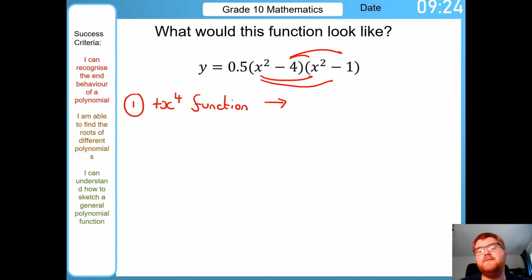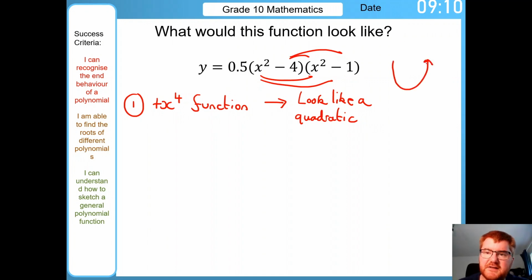So what will this function actually look like? Well, it will look like a quadratic because we have an even power of x here. So it will look like a quadratic, and because it's positive, we're going to get this kind of shape. So this is kind of what we're looking for here, which means on the left-hand side we're going to plus infinity, and on the right-hand side, we're also going to go to plus infinity as well. So that's important to realize.